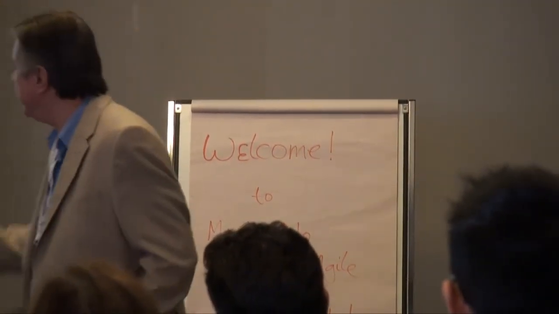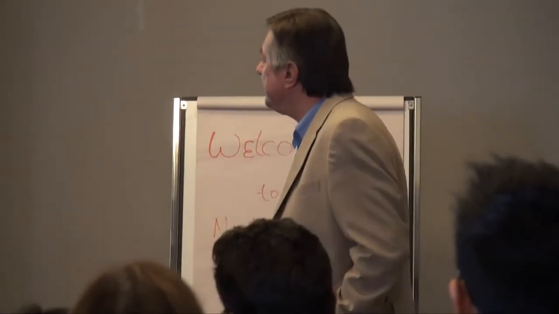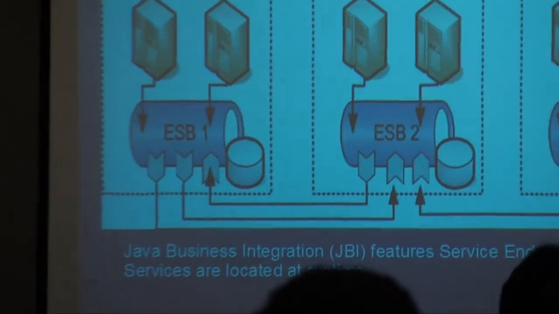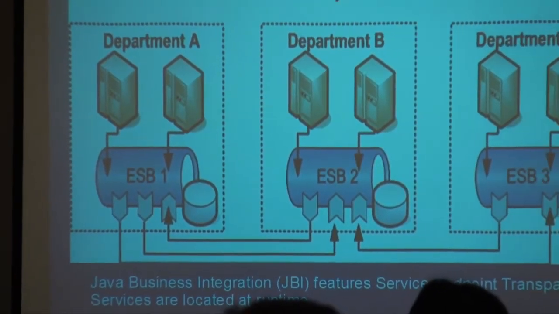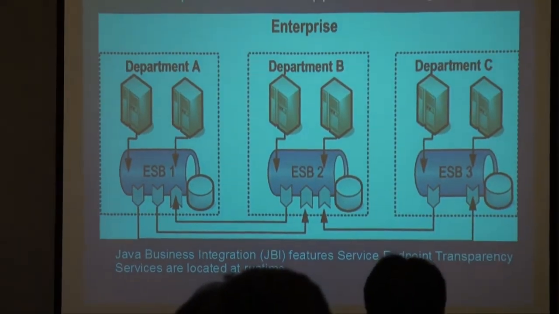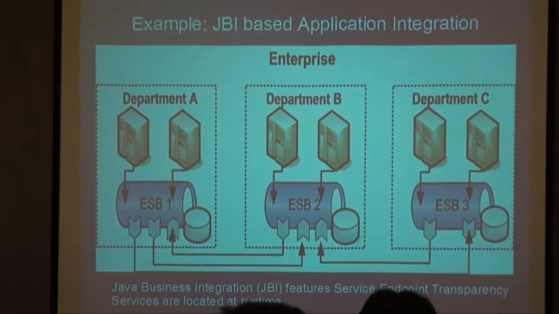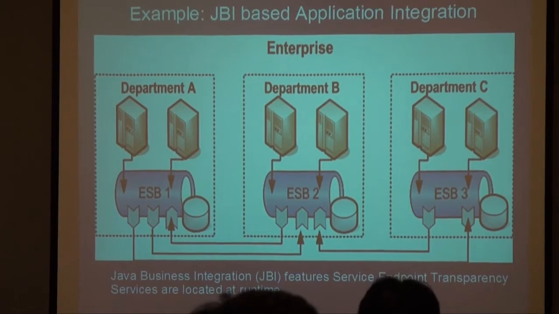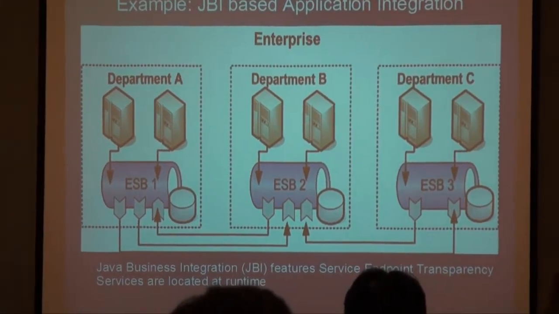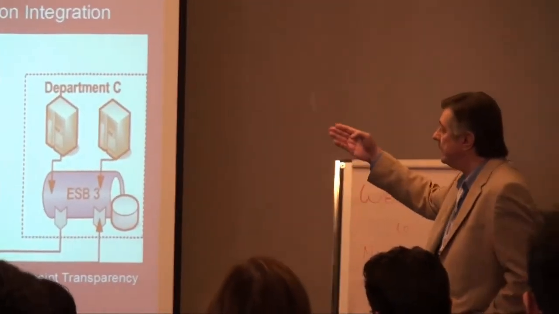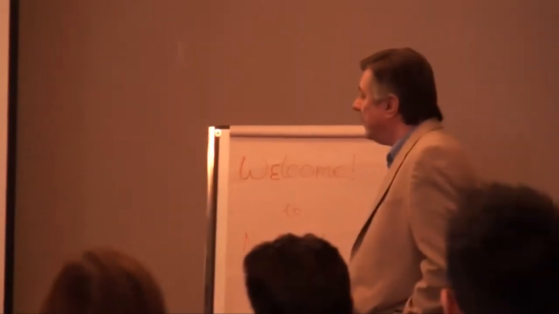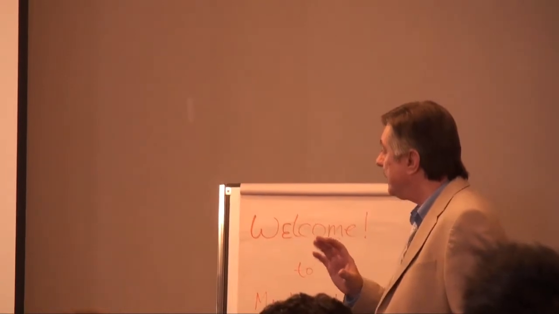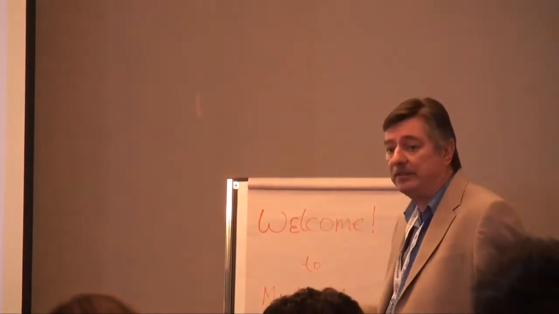Here's a picture of a typical GBI implementation. You have in this example 3 departments, each running a USB, and they are coupled through binding components. So Department C can transparently access the service in Department A, and Department A can access the service in Department B and C and in itself. So it's totally transparent to the implementation of the business logic where the services actually reside.